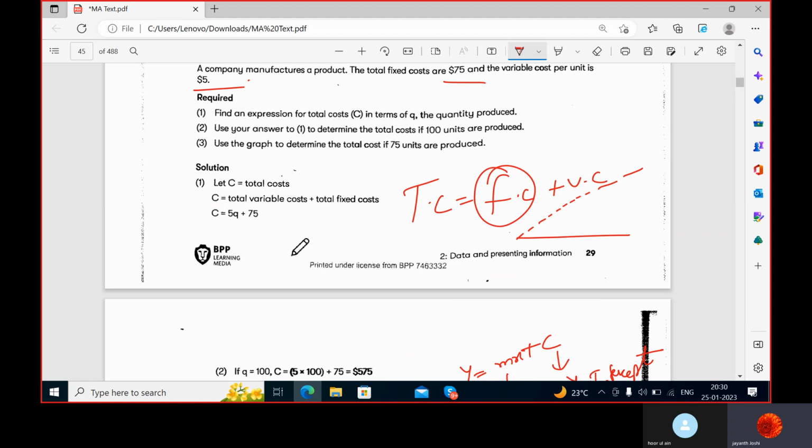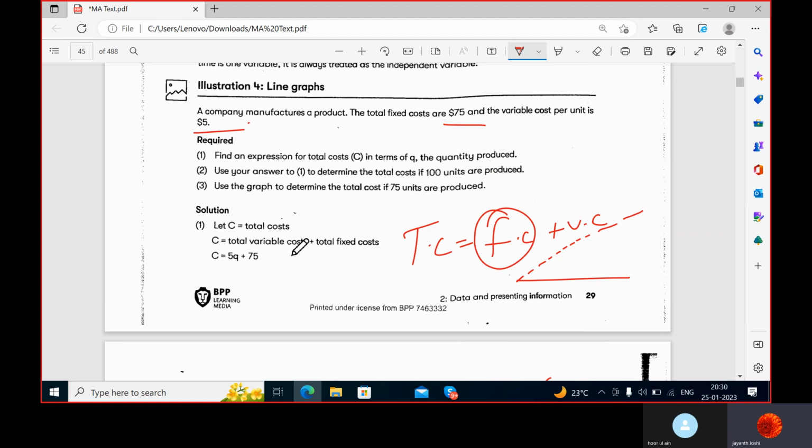So your cost is increasing every time with one extra unit if you are increasing the production. That's an example of variable cost. If you make an extra unit of inventory or finished goods, definitely you'll be requiring more raw materials. So more raw materials, more variable cost, correct? Yes, because you have to buy that much raw material. So this is the fixed cost, 75, and the variable cost is $5 per unit.